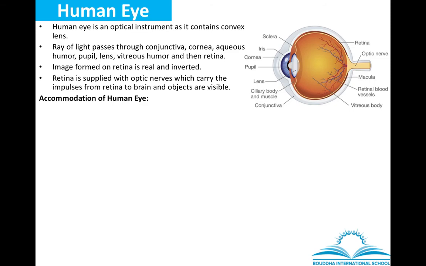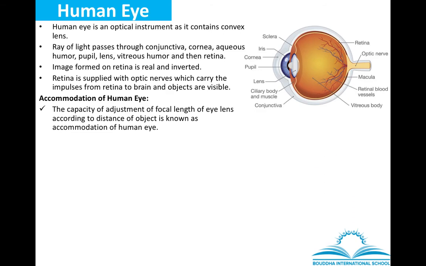Now, accommodation of human eye. So human eye sees far objects and near objects. Whenever the eye is observing a far distance, our eye lens must have a long focal length, and when the human eye is observing a near object, the eye lens must have a short focal length. That means our eye lens keeps on changing its focal length according to the distance of the object. This capacity of the eye lens to adjust the focal length according to the distance of the object is known as accommodation of the human eye.